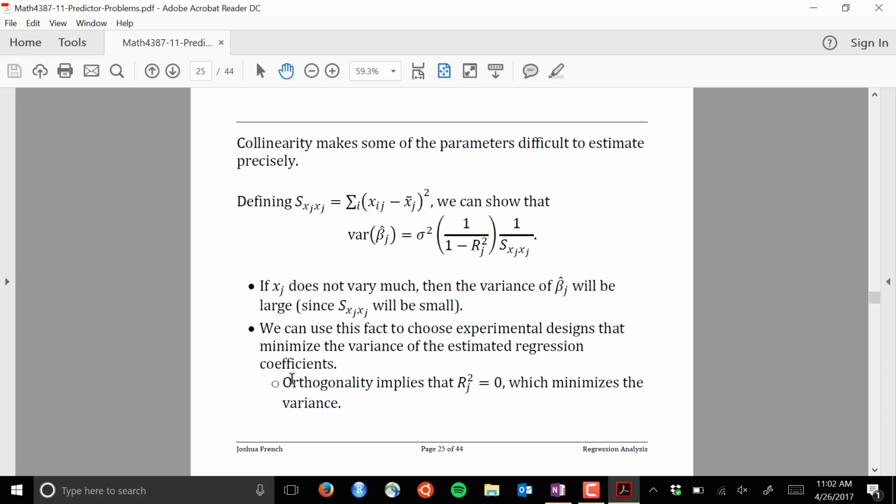Of course, if your regressors or predictors are orthogonal, then rj squared is equal to 0, which is going to minimize the variance, which is also another reason why, when possible, we like to design our experiments so that the predictors or regressors are orthogonal to one another.